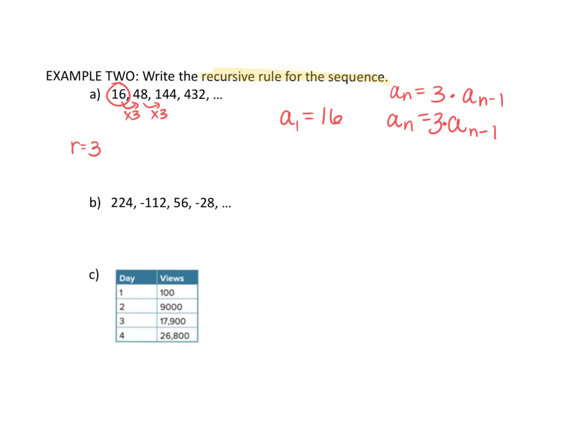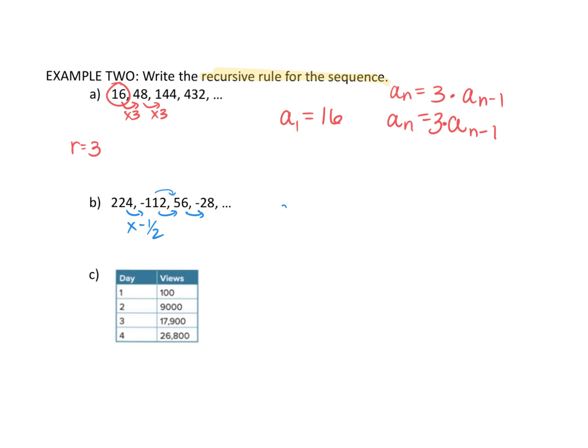Okay, let's try the second one. First thing you need to figure out is what's happening from here to here, from here to here, from here to here. Well, it's actually multiplying by something. It looks like it's halving, so it's multiplying by a half. But now you have to watch your signs. To get from a positive to a negative, it's multiplying by a negative. A negative times a negative gets me to a positive. So it's multiplying by negative a half. So again, it's a geometric sequence.